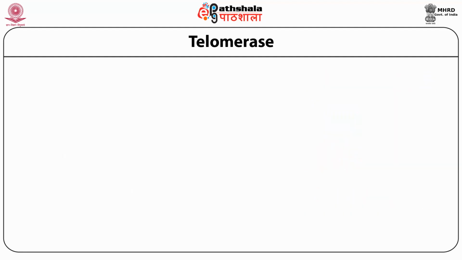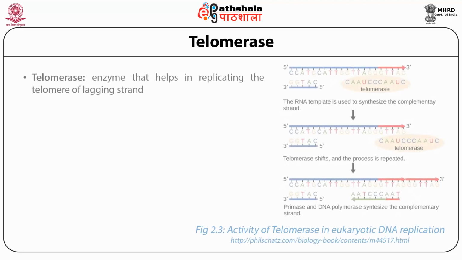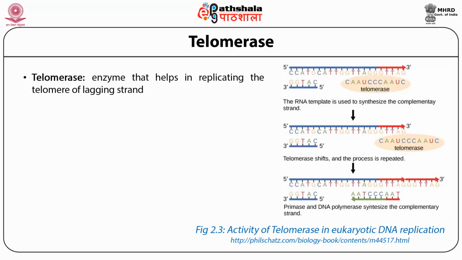We already know that the DNA polymerase, on one hand, can synthesize only in the 5' to 3' direction. On the other hand, it does not have a de novo synthesis ability. So how would the DNA polymerase ever be able to synthesize the telomeres in the lagging strand? Here comes the role of the enzyme called telomerase, which dedicatedly synthesizes the telomeres in the lagging strand.